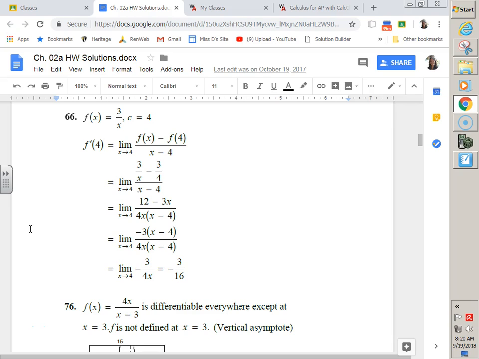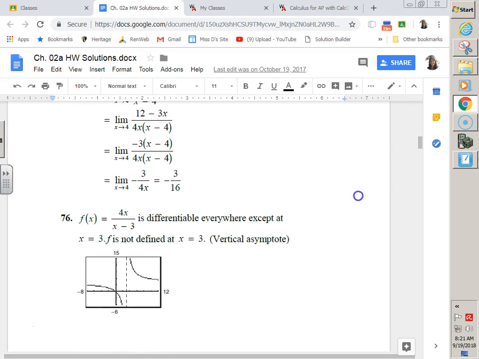You multiply by 4x. 3 and 4 makes 12. The x's cancel. The 4's cancel. 3 and x. Multiply by 4x. There he is. Factor out a 3. Cancel out the x minus 4's. Plug it in. Negative 3 over 16 is the final answer.